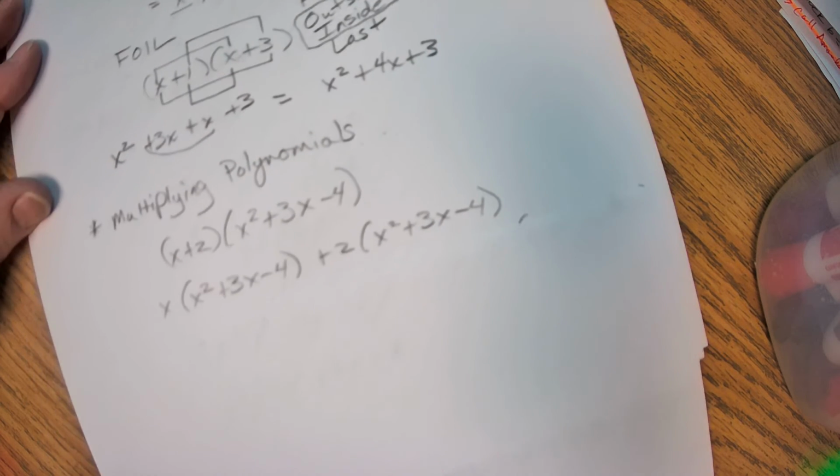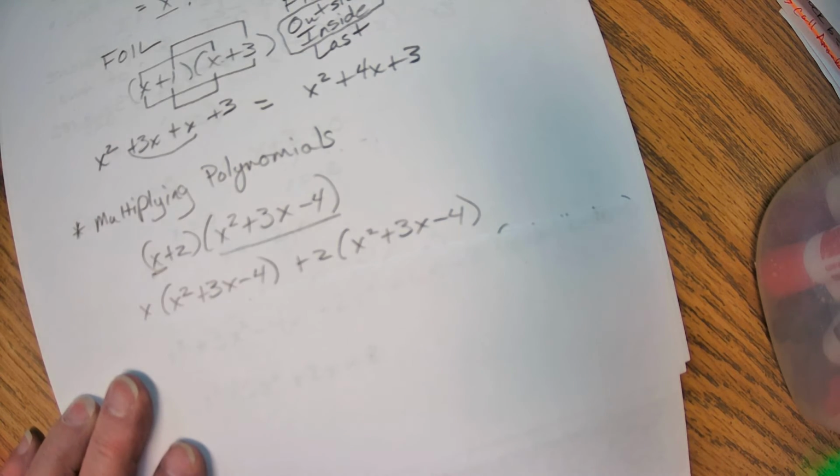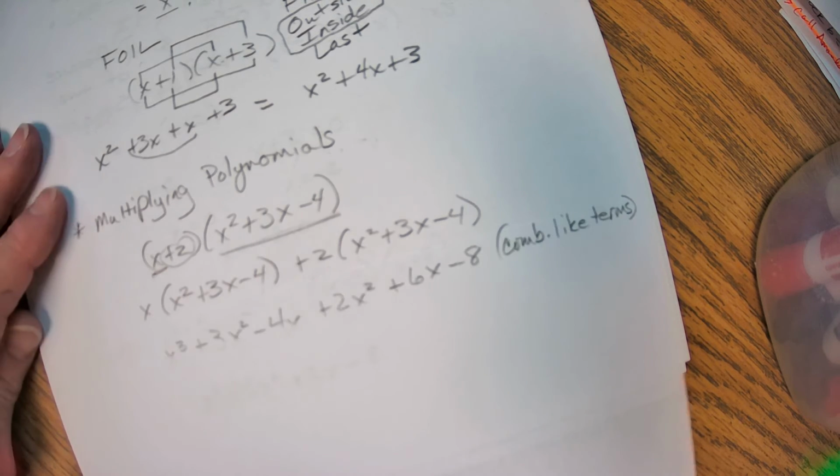What if I'm multiplying polynomials that aren't two binomials? Well, then I would use the distributive property. So I would take this term and multiply it by everything in there. And then I would take the positive 2 and multiply it by everything in there.